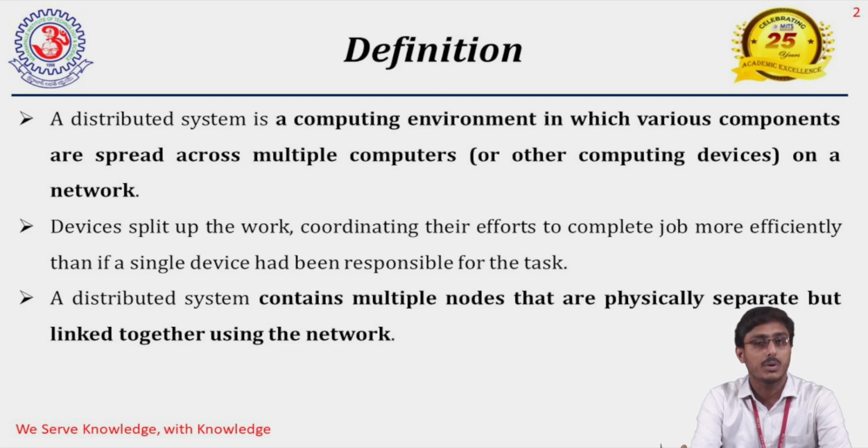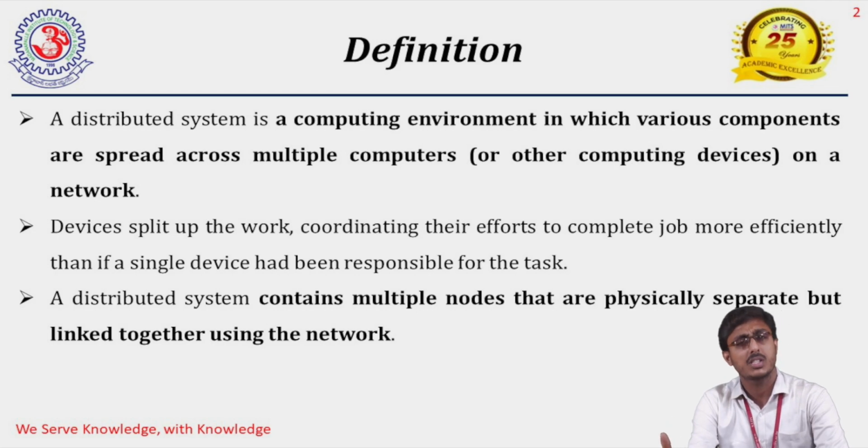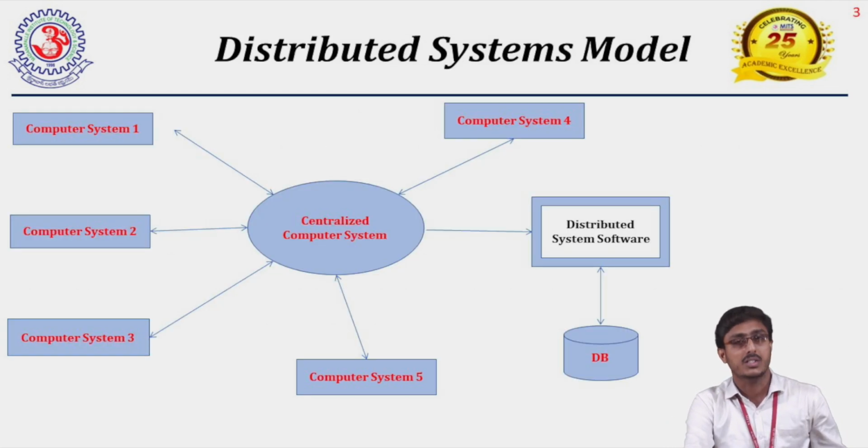By having multiple nodes, we have certain resources that may be physically separated between locations, and that may be linked together by means of a network, that we can call a distributed system. That is the thing over there. A distributed system contains multiple nodes that are physically separated, but linked together by means of a network. That is the concept of distributed system. Okay, so we go to the next slide.